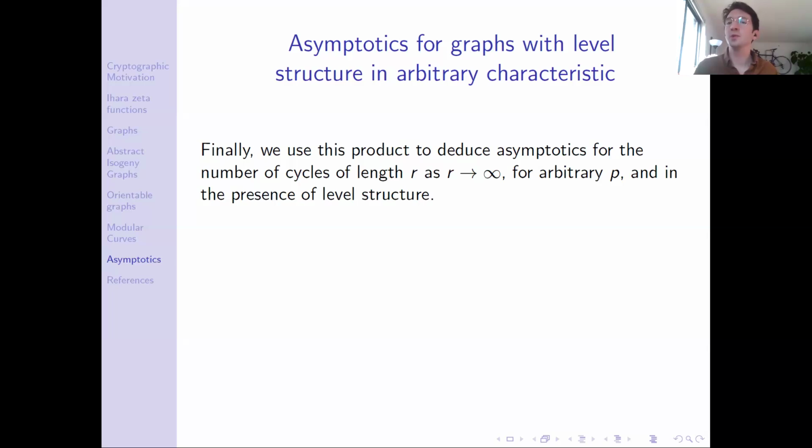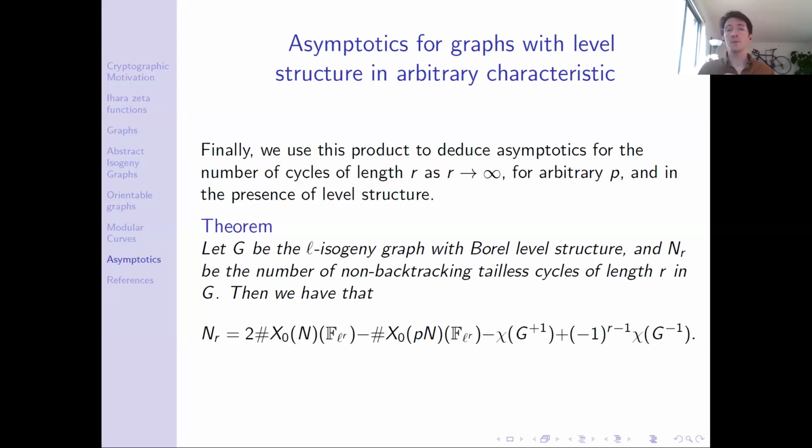And there were already some known results about this in the literature, but they were limited to the case p is 1 mod 12 and also to just the base isogeny graph G_p(l). So we're able to remove those restrictions on p and also generalize to more level structures. So what we do to get this is we use that formula that I put on the previous slide, and we use that to deduce a relationship between the number of cycles and the number of point counts, or the number of points on modular curves.